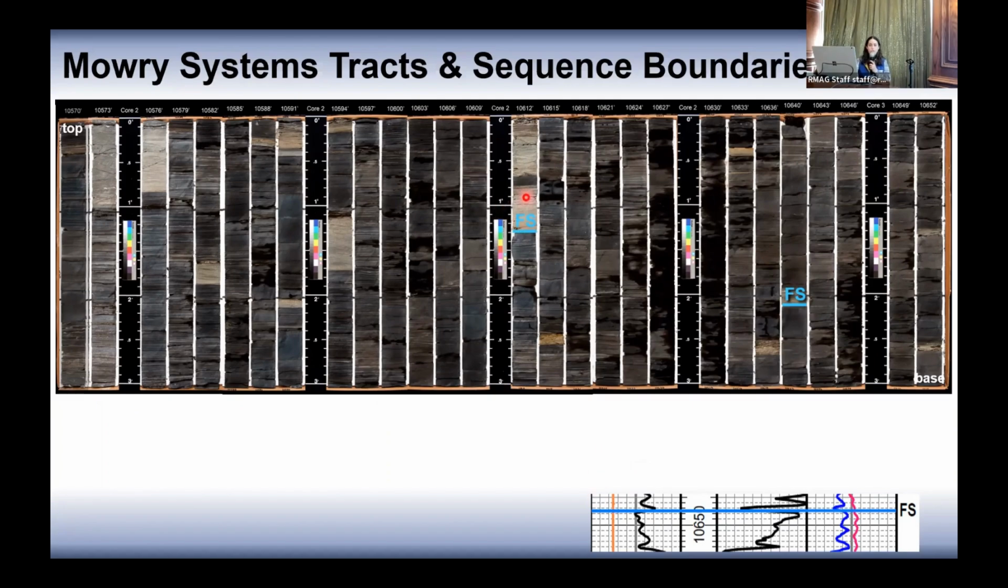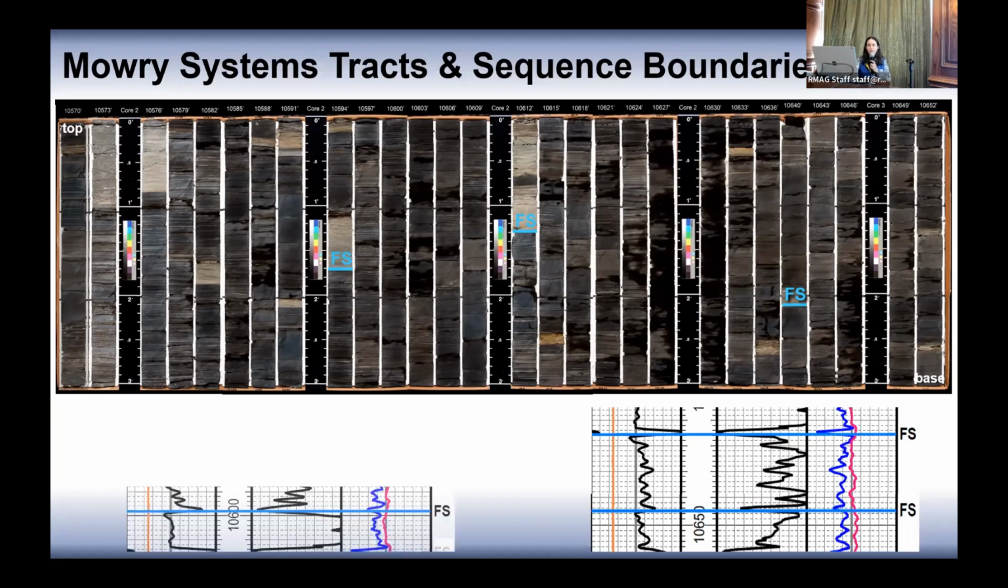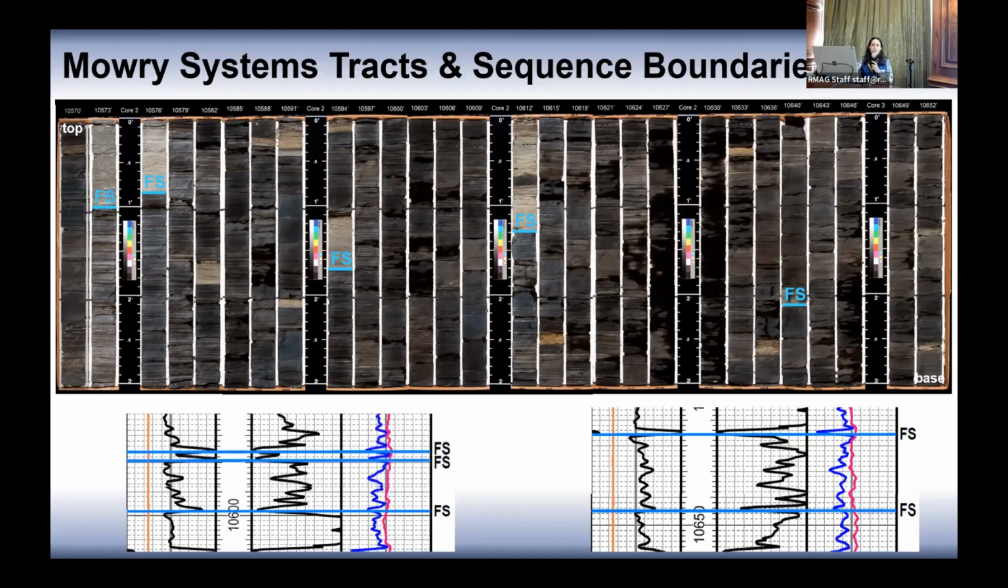Another flooding surface here underneath this big bentonite. That's going to be this bentonite right here on log. Another flooding surface here. That's that flooding surface. And then you'll notice these two bentonites right here, these two big ones, we can put flooding surfaces there as well. So if we mark those on the core, we can see what they look like in wireline.